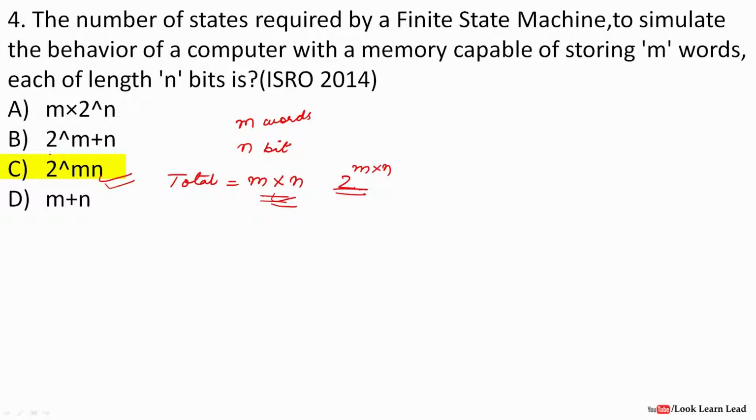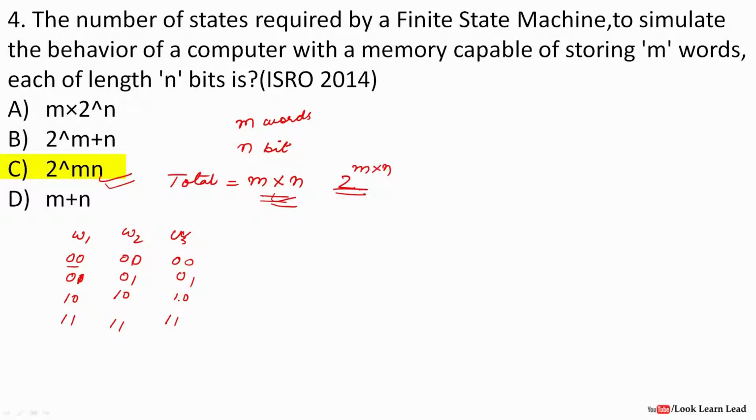Suppose we have 3 words, W1, W2 and W3, and each word is of 2 bits, let's say 00. For these 2 bits we can have 4 combinations: 00, 01, 10 and 11. Similarly for each of the other words, 00, 01, 10 and 11.